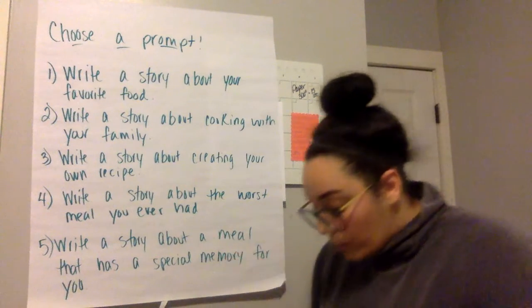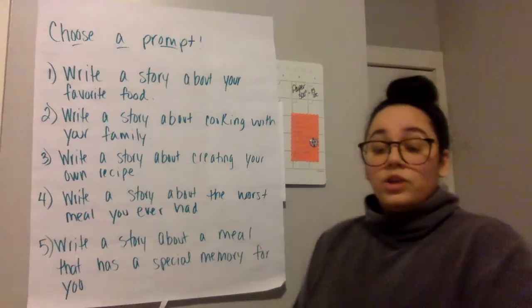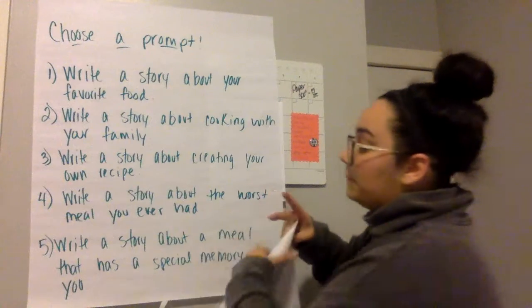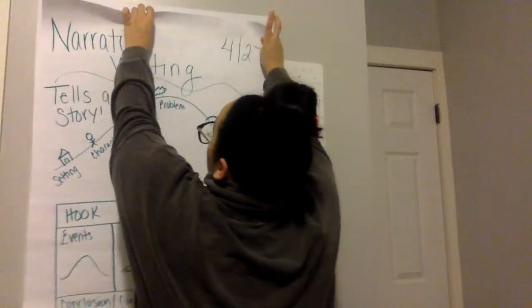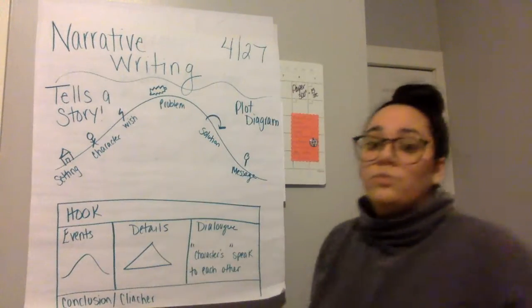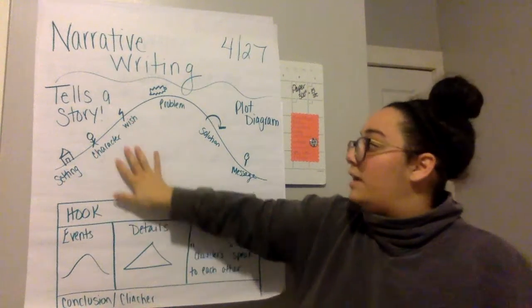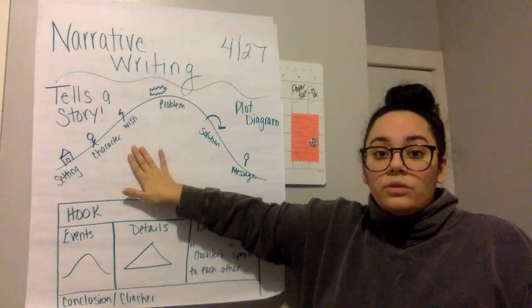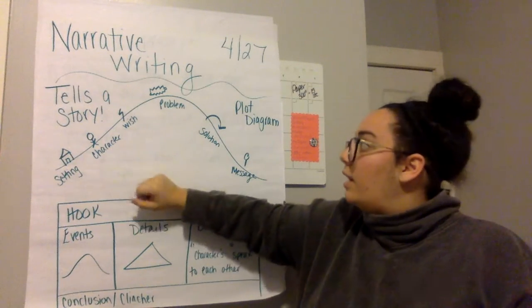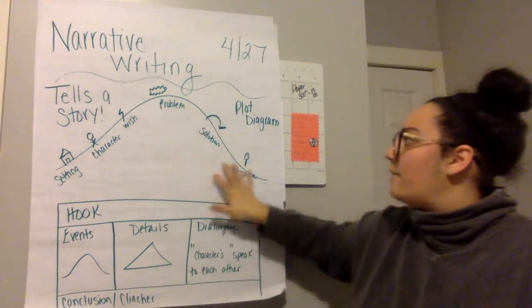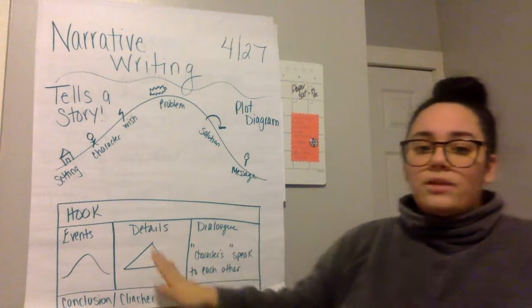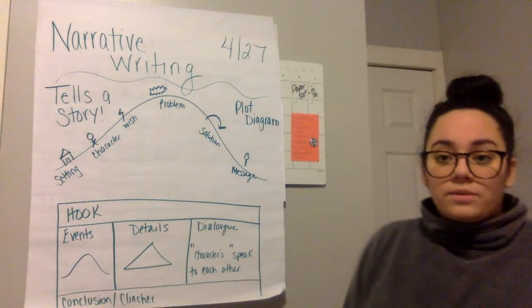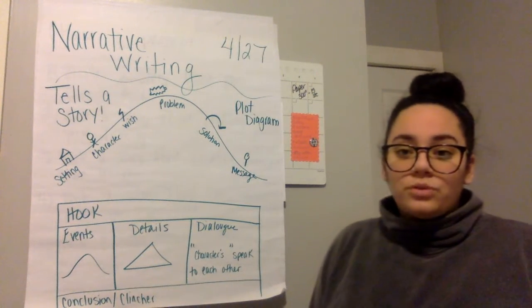So remember, when you're writing those narratives, you want to make sure you have all of your pieces. Okay? You want to make sure you're telling a story. Should be some type of setting. The character is most likely going to be you, right? This is a personal narrative. What kind of problems did you have? How did you solve them? And then really think about all your details, okay? And that should help you do this project.